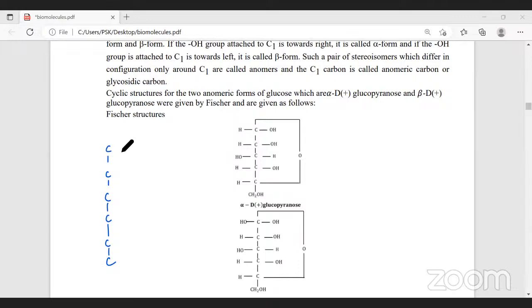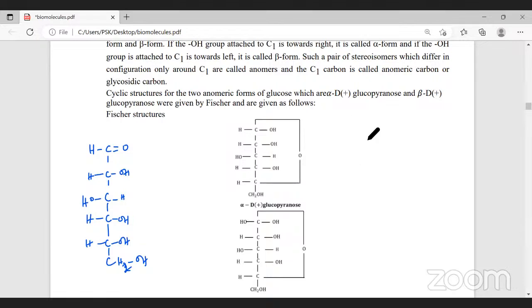The first carbon atom is an aldehyde, CHO. And on the second carbon atom, OH is on the right-hand side. On the fourth carbon atom, OH is on the right-hand side. On the fifth carbon atom, OH is on the right-hand side. The sixth carbon atom is a primary alcohol, CH2OH. Now, if OH is on the right-hand side, H is on the right-hand side, OH on the left-hand side. This is how we remember the structure of glucose.